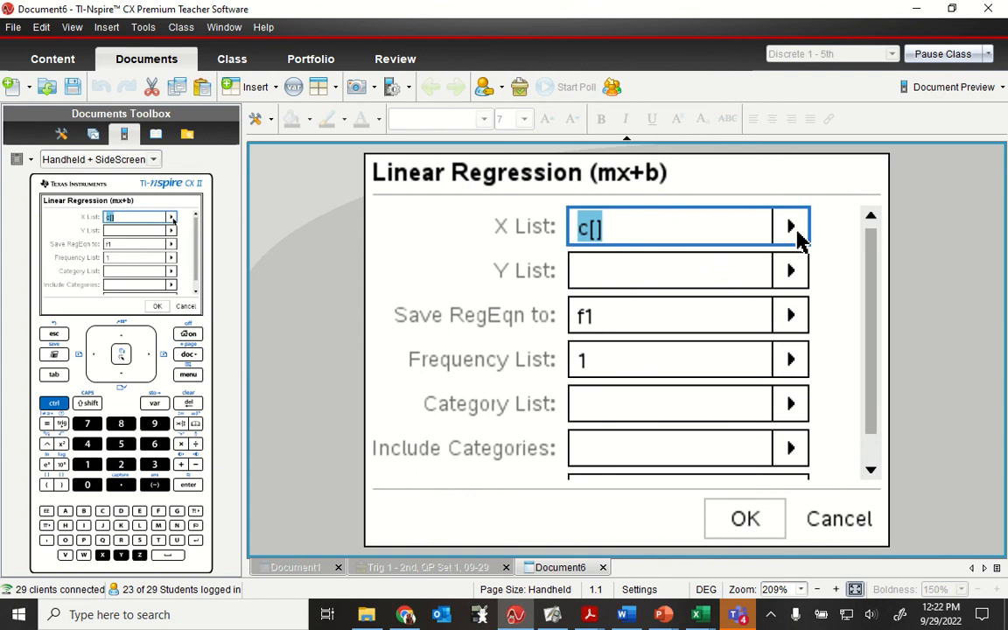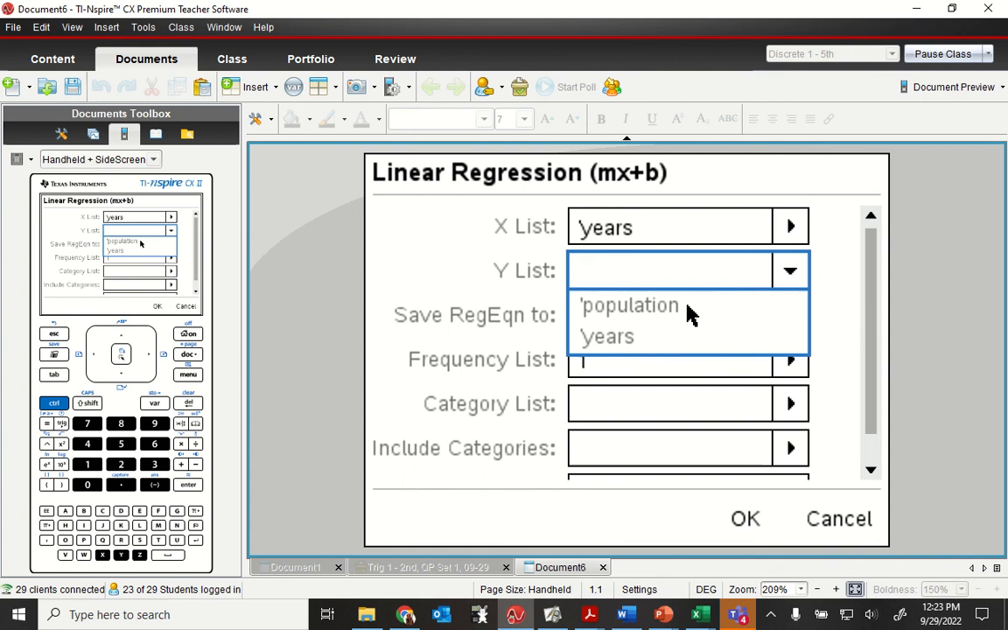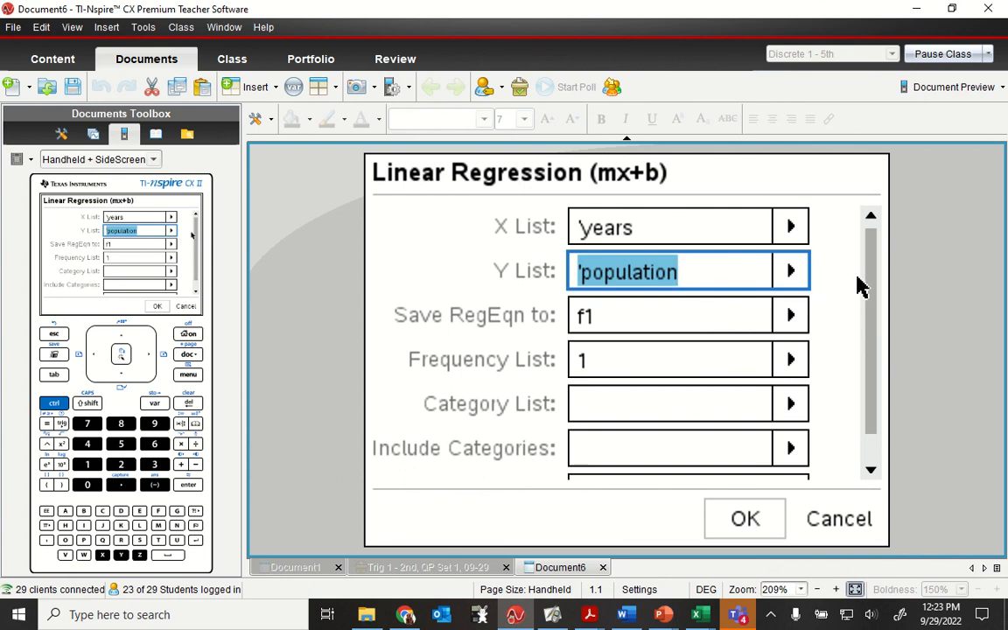That means you have to hit escape, escape, escape. I think it's two escapes, so it goes back to the front, right? Where your data is. Now, is your square highlighted blue? No, it's not. Go down arrow, and then go back up. There he goes. Okay. So now my X list was called years. My Y list is population.